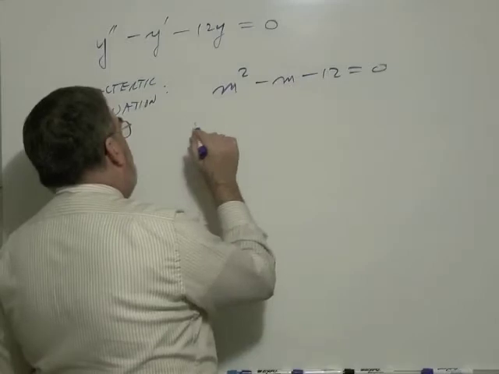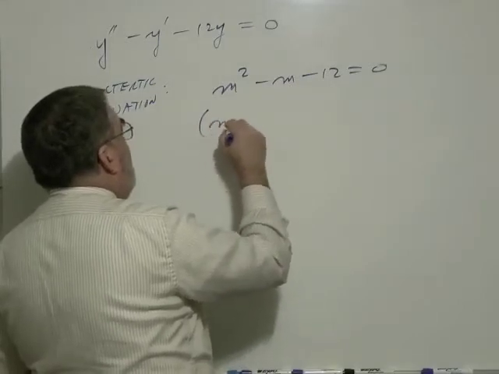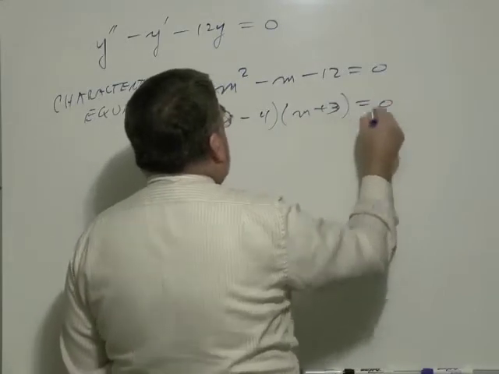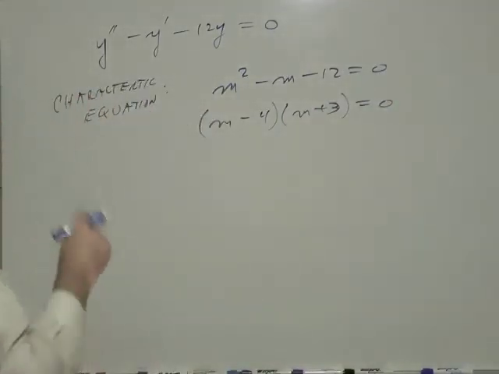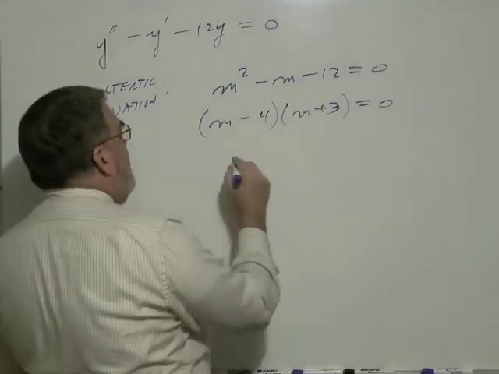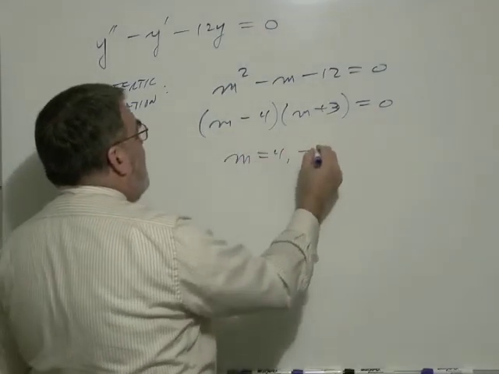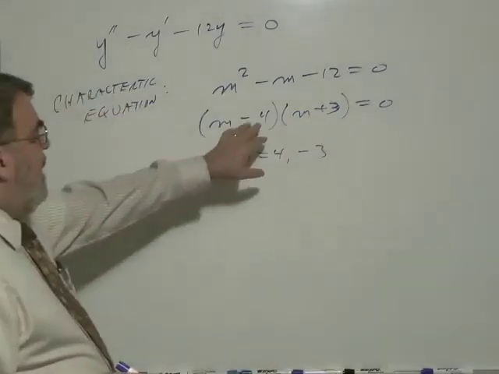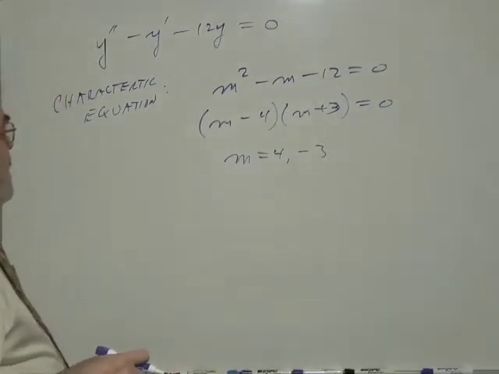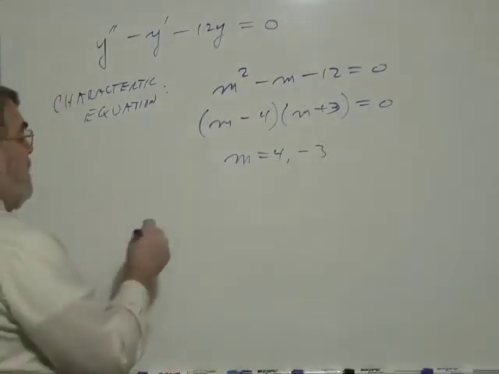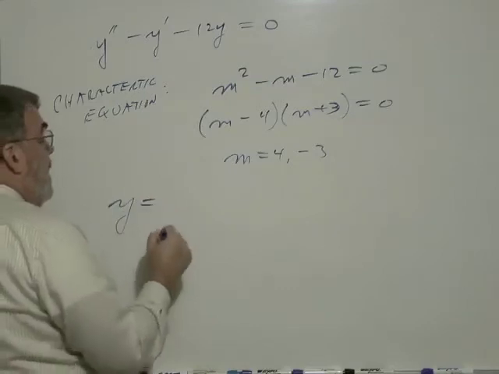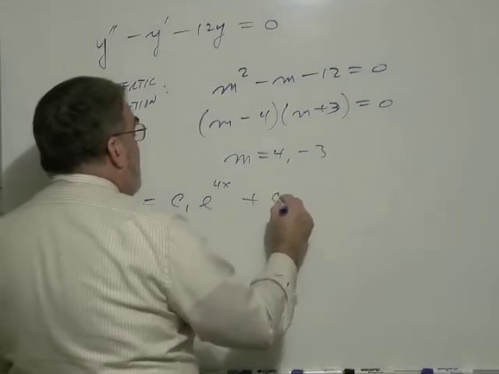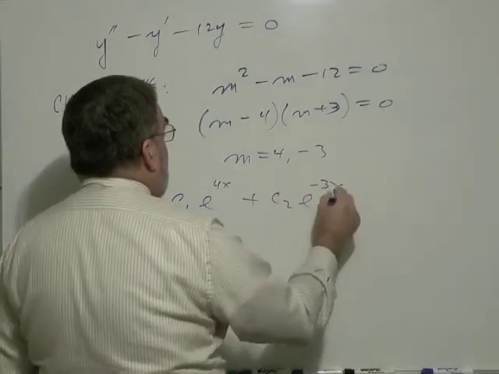And I'm going to solve it by factoring, in this case, m minus 4, m plus 3 equals 0. So we can factor that one. And when we solve it, 4 is a root and negative 3 is a root. So we could set each of these factors equal to 0 and solve. We get positive 4 and negative 3. Okay, well, that means that the solution to my problem is going to be y equals c1 e to the 4x plus c2 e to the negative 3x.